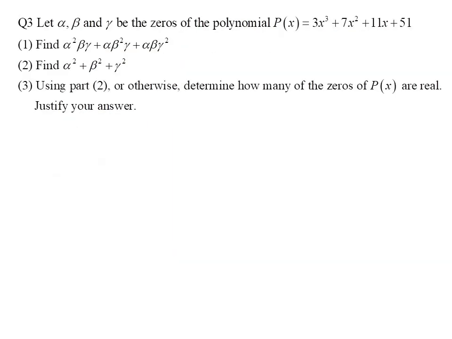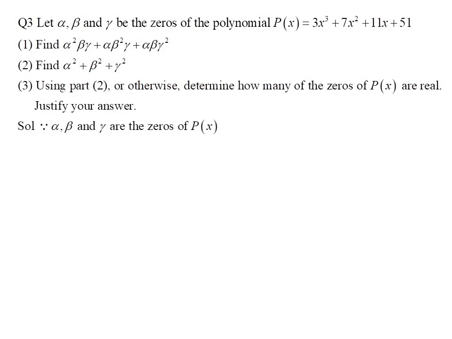Example 3 is a cubic polynomial with alpha, beta, and gamma as its zeros. The first question is to find the value of the sum of alpha squared beta gamma, alpha beta squared gamma, and alpha beta gamma squared. The second question is to find the value of the sum of alpha squared, beta squared, and gamma squared. And the last question is to determine how many zeros of p(x) are real.